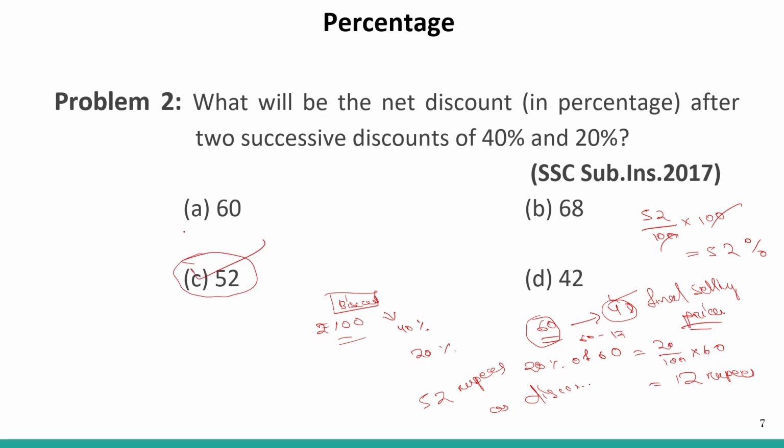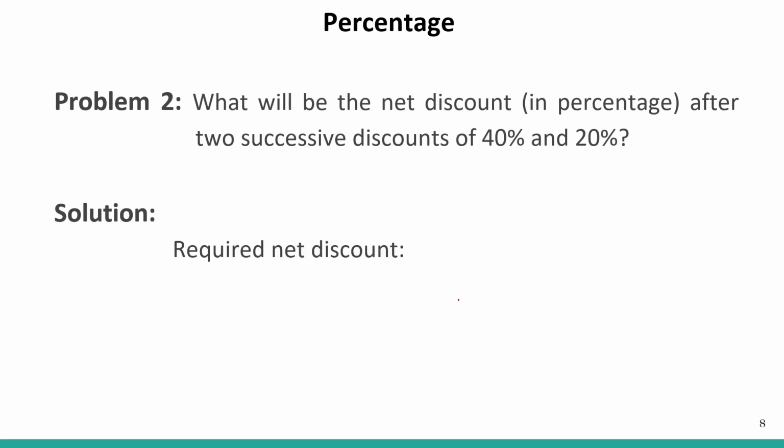So C is the only correct answer here, and 60 is wrong, 68 is wrong, and 42 is wrong. Okay, this question has already been asked in the SSC Sub-Inspector 2017 exam. So as you can see, only 52 is the correct answer here, and this is how we proceed for the question.